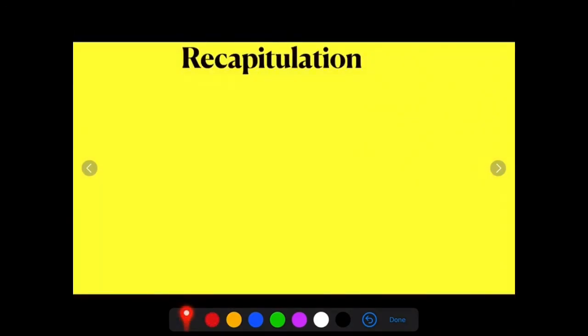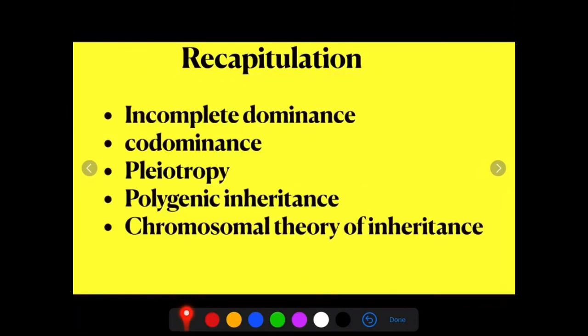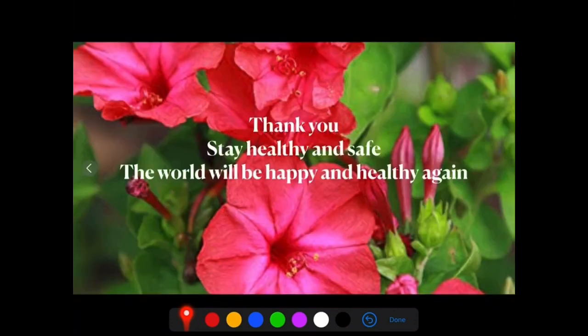Let's recap the chapter, what we have studied till now. We have studied incomplete dominance, taking the example of Mirabilis jalapa and Antirrhinum, codominance with the example of blood group, pleiotropy with the example of phenylketonuria, and polygenic inheritance, where we saw skin colors. At last we studied the chromosomal theory of inheritance of Sutton and Boveri. Now you study all these topics at home and practice as many questions as possible, and stay healthy, stay safe.